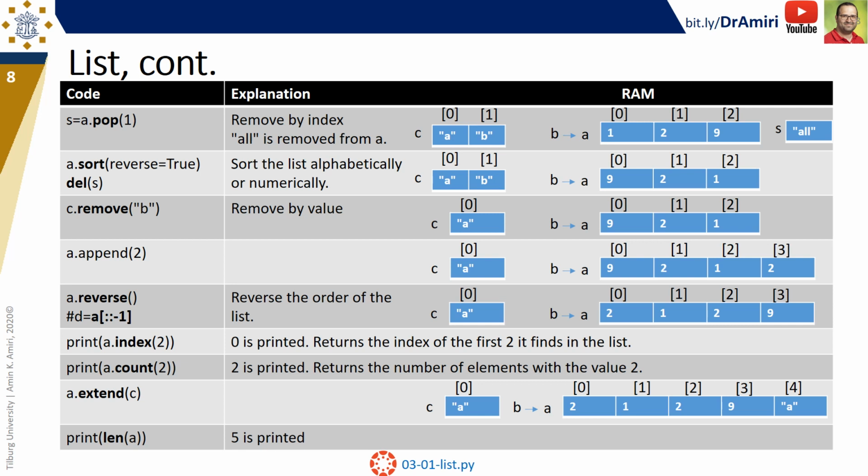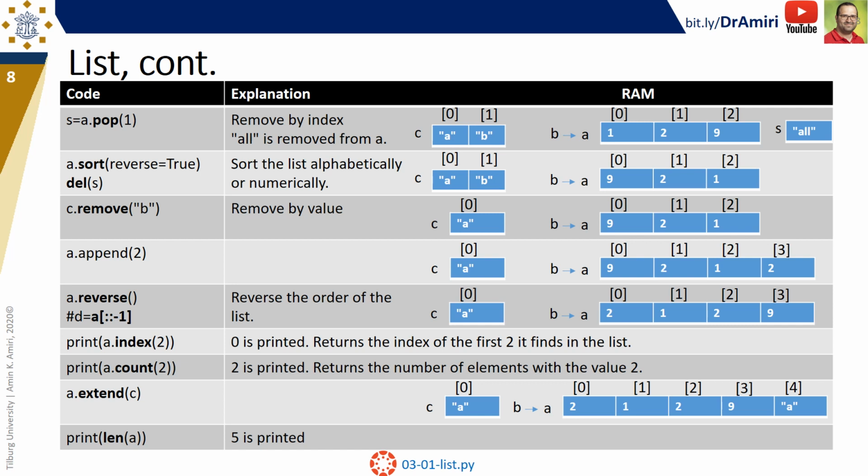You can also use index to return the location of an element in the list. So for example, A.index with 2 as the argument will look for 2 in the list. The first 2 that it finds, which is in storage box 0, will be returned as the result of this method. So a 0 is printed, which shows the index of the location of 2.